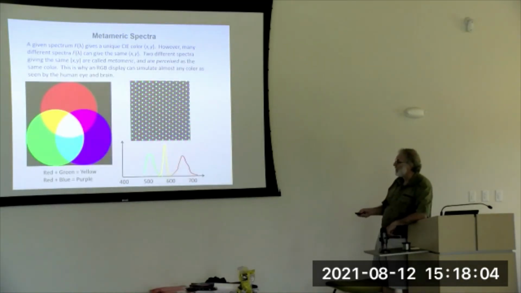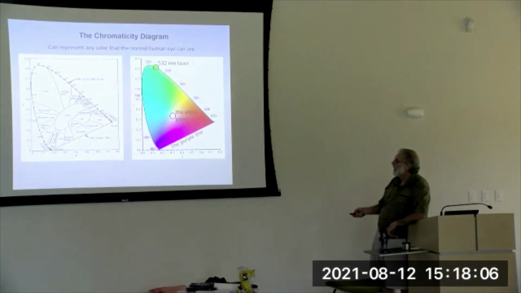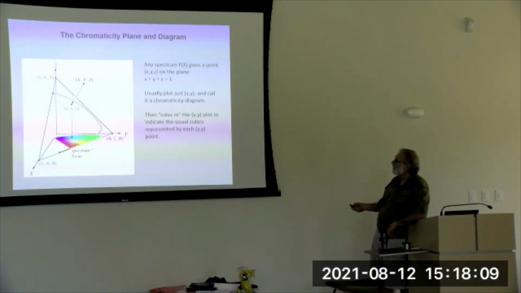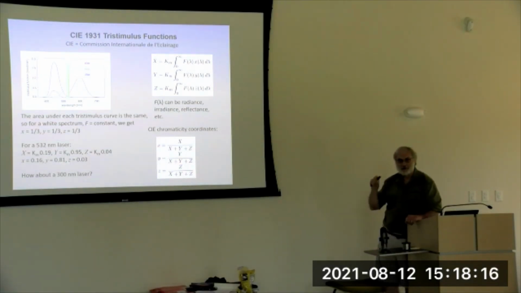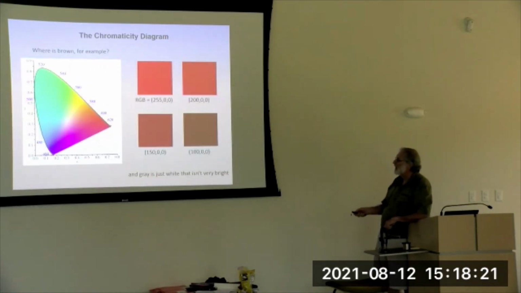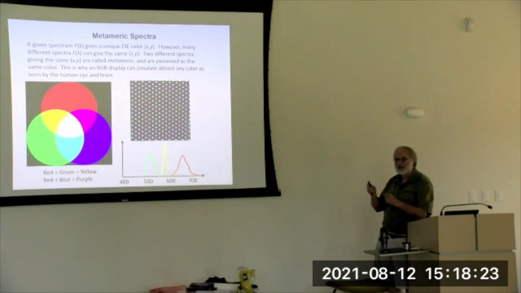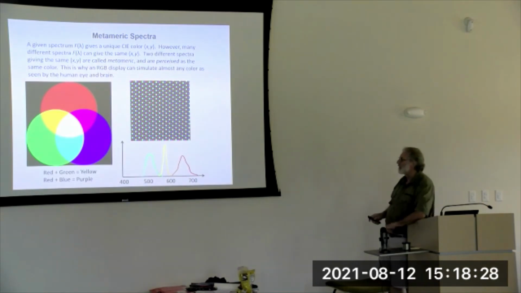Okay, so the catch now is I can take the spectrum here and plug into these equations, and I come up with a unique chromaticity coordinate for that spectrum. But you can have lots of different spectra that give you the same chromaticity coordinates. So it's not unique going in the other direction. And those are called metameric spectra. It's really crazy how this works. It's all your brain's fault.